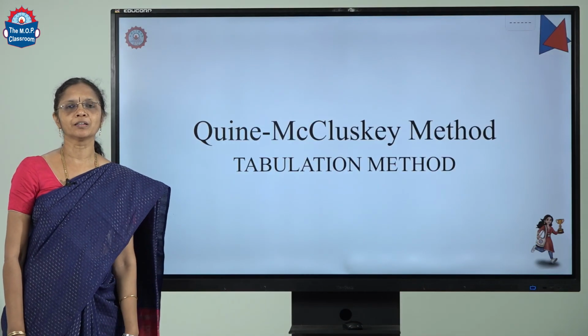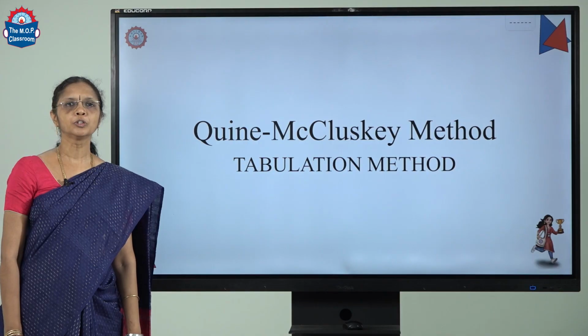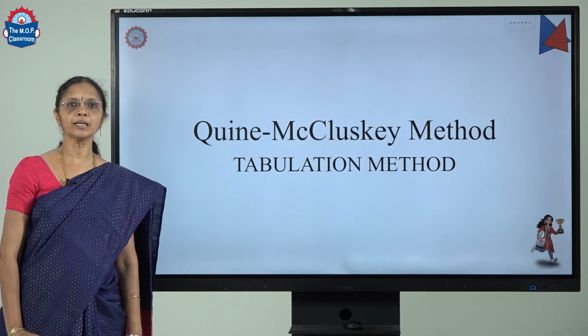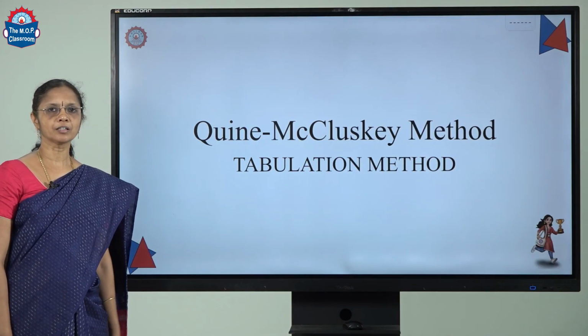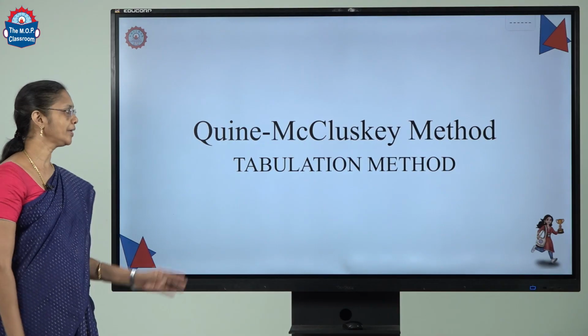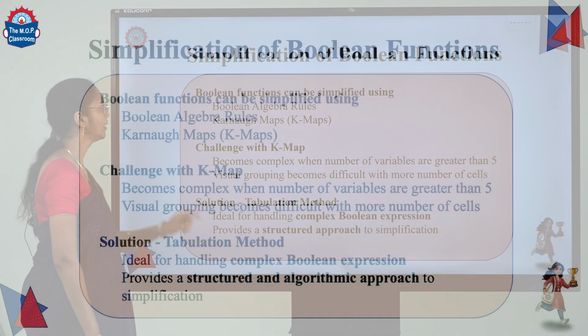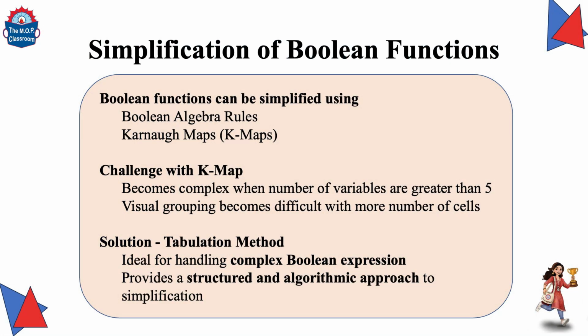Quine McCluskey's method is a very simple method to simplify the Boolean functions. This method is also termed as the tabulation method. Now we shall see the simplification of Boolean functions.